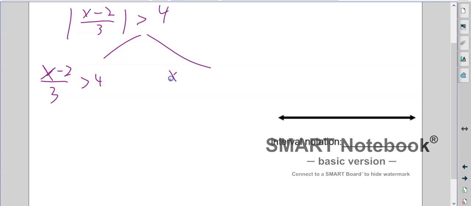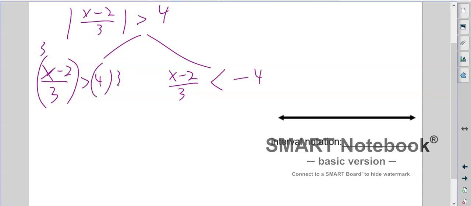We write it all again. X minus 2 divided by 3. Remember, we make it -4, and therefore we make this less than. We flip the symbol. Now we have all the work to do. So we need to multiply both sides by 3. Okay, that cancels, leaving me x minus 2 is greater than 4 times 3 is 12. Then I'm going to add 2. X is greater than 14.